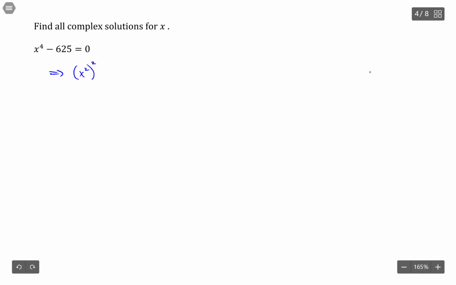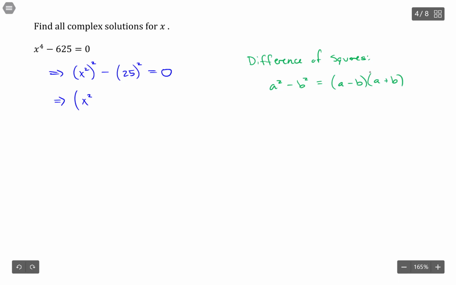So I could change this problem into x squared, quantity squared, which is the same thing as x to the fourth, minus 25 quantity squared equals 0. And what that does is it sets me up in the difference of squares. So the difference of squares, what happens there is I have two perfect squares that are subtracted, which can be factored into the first item minus the second, and the first item plus the second. So that's what I'm going to do next. So this will factor into the first item minus the second times the first item plus the second.